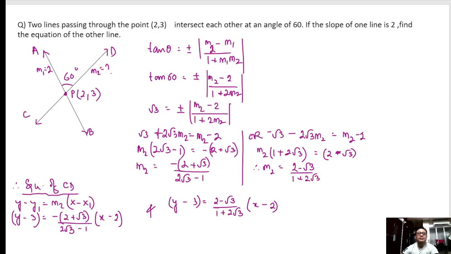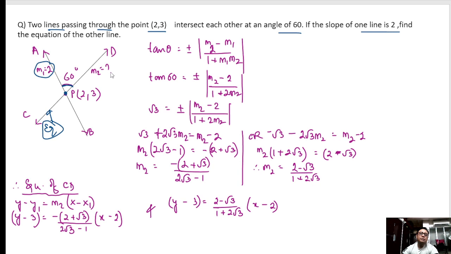Okay, so next let us see this question. Two lines passing through the point 2 comma 3. So here is the point 2 comma 3. There are two lines passing, intersecting at an angle 60 degree. Okay, so this is the angle 60 degree. If the slope of one line, so the slope of this line is given to us, find the equation of this line.